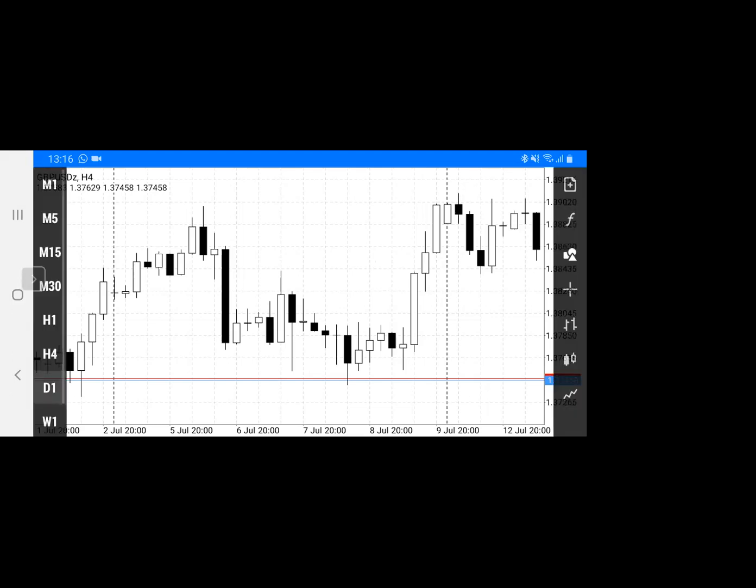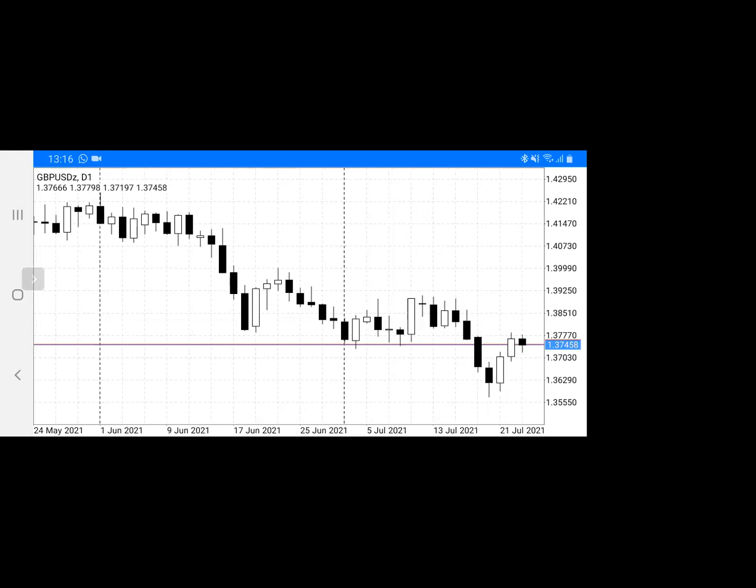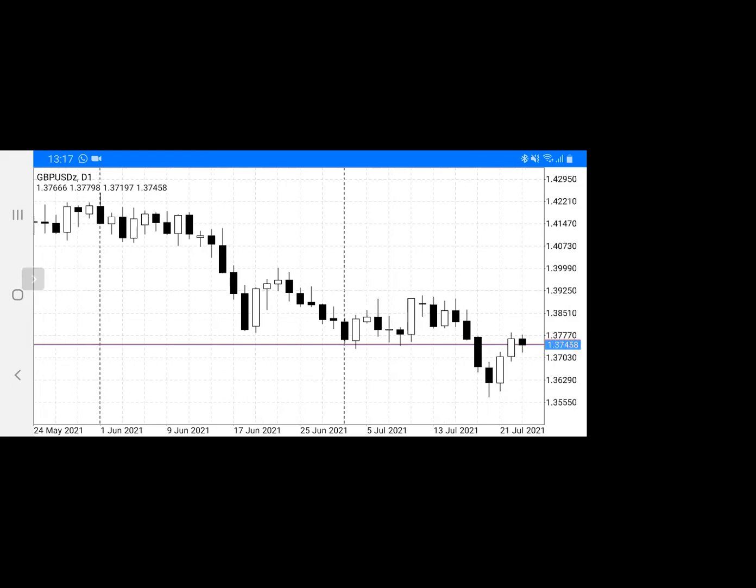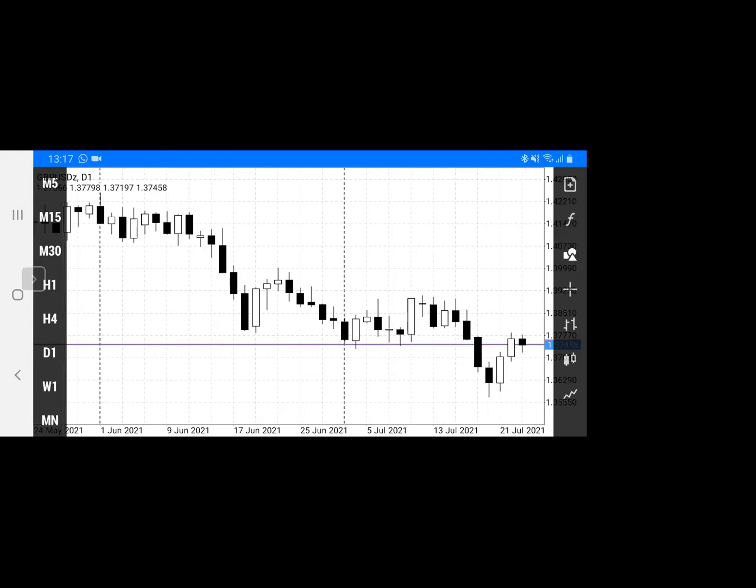If we swap and press D1, then you notice at the top left, it now says GBP USD D1. So what do these mean? Well, MN means monthly, so each candlestick represents a period of 1 month. W1 means weekly, so each candlestick represents a period of 1 week. D1 means daily, so each candlestick represents a period of 1 day.